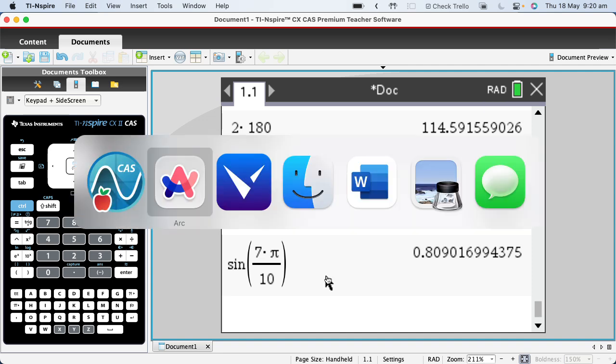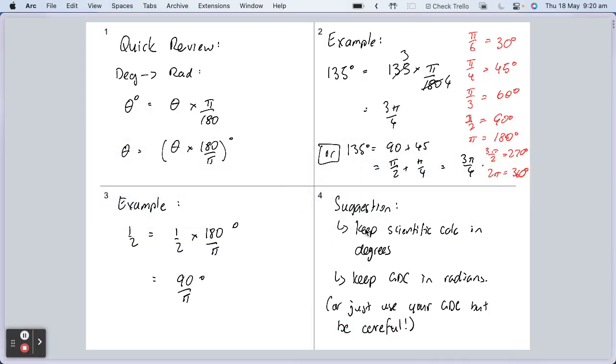I still think there's some merit, though, in just doing degrees on your scientific calculator and radians on your graphics display calculator. All right, before I move on to the next one, I'm just trying to blast through this. Does anyone have any questions? Otherwise, I'm going to assume you're okay.